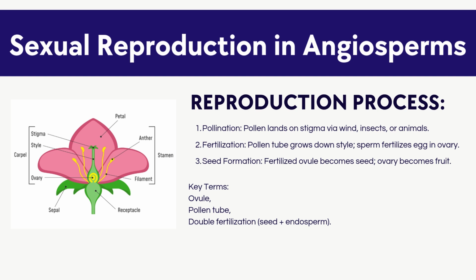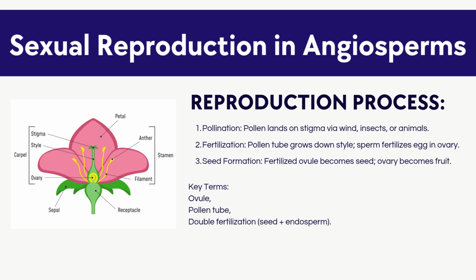Okay, so the reproduction process. So pollination is when pollen lands on the stigma via wind, insects, or animals. So pollen will fall on that stigma. Follow the sketch on the left side so I can explain it to you. So pollen falls on the stigma. Then fertilization takes place. The pollen tube grows down the style, and the sperm fertilizes the egg in the ovary in the flower. Now we are talking about this flower on the left.